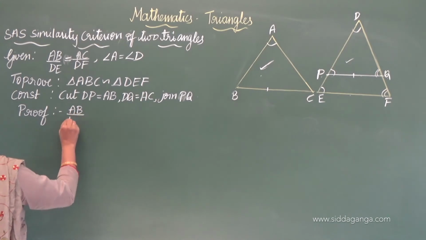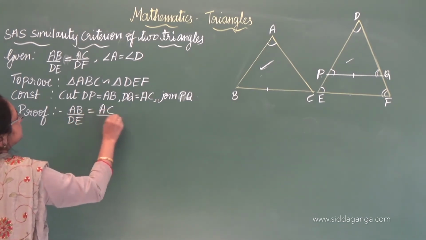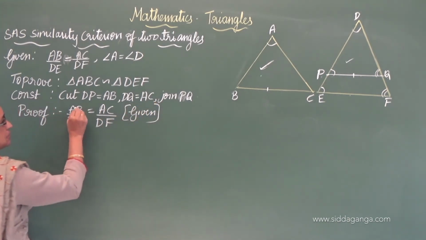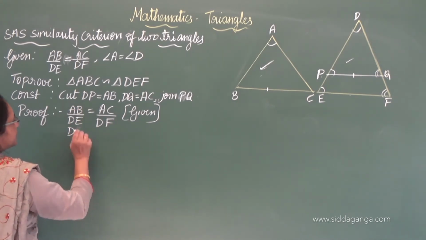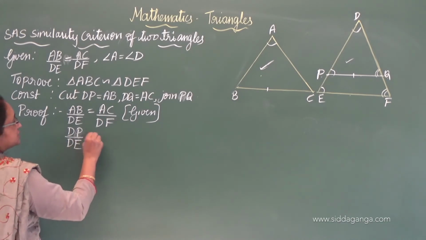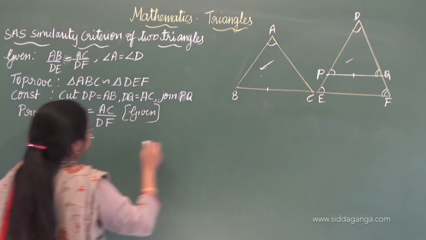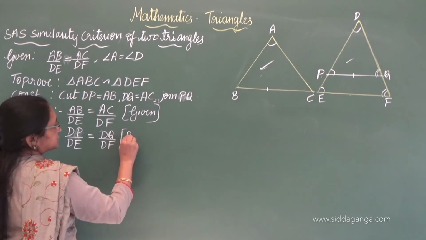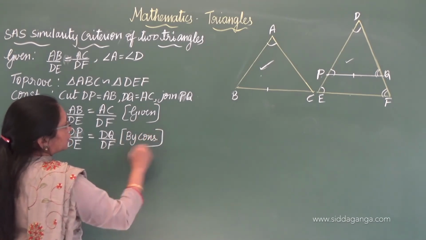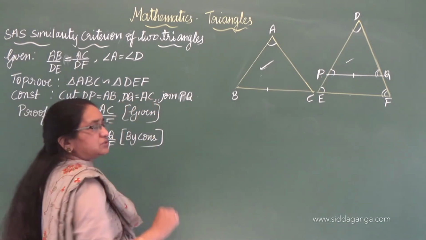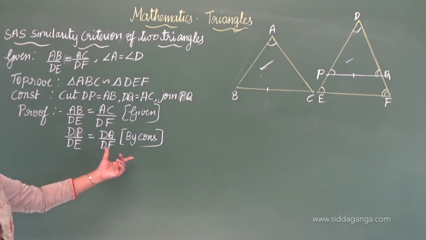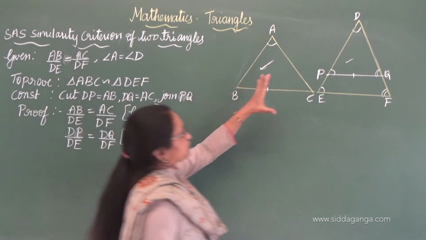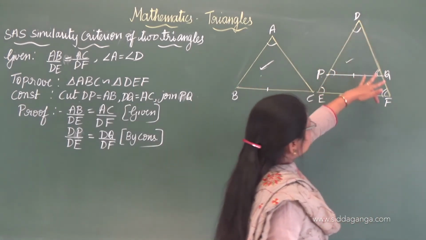AB by DE is equal to, I will start from this, AC by DF. So this is given. So I can replace AB by DP, correct? DP by DE is equal to, AC I can replace by DQ, DQ by DF. This is by construction. You can write DP is equal to AB, DQ is equal to AC, or you can write by construction, it is understood.